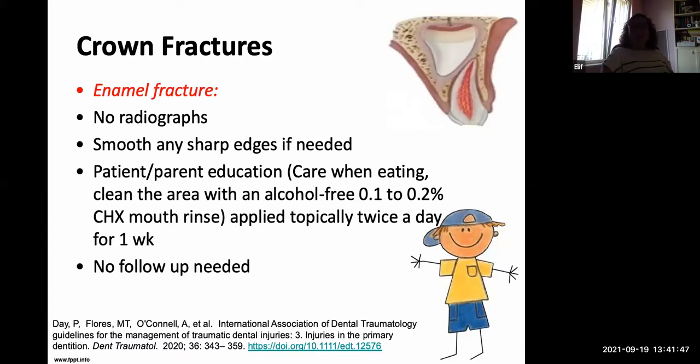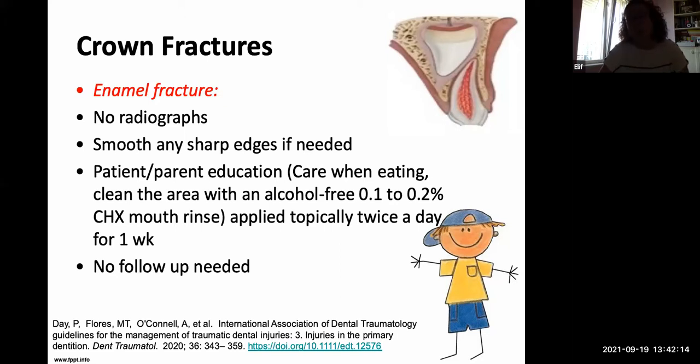The most simple form of crown fractures in primary teeth is enamel fracture, which is a kind of fracture that is confined to enamel. So in these cases, we don't need any radiographs. And sometimes if there is any discomfort regarding the sharp edges, we might smooth them.